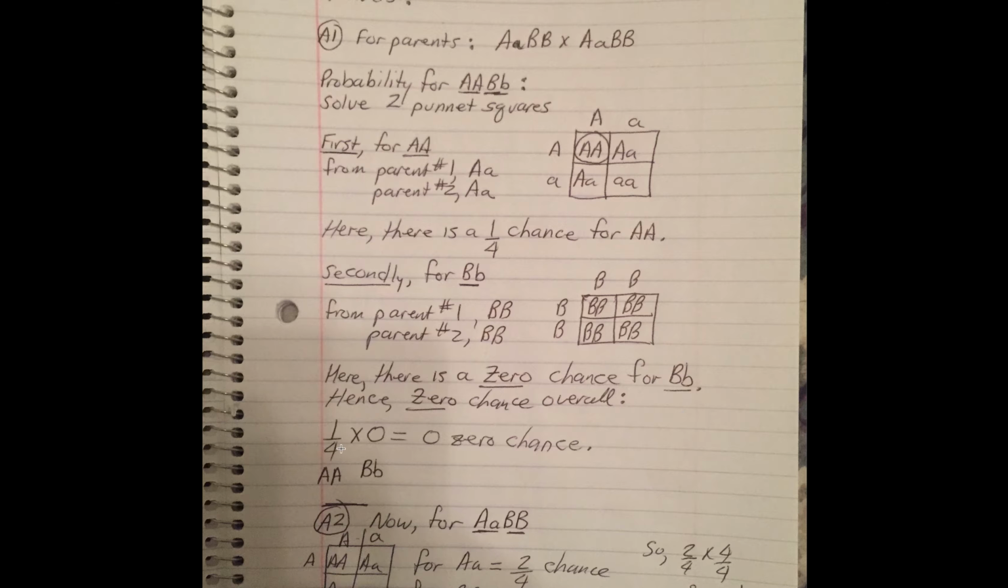Now what I do is I multiply the odds between the A story and the B story, and therefore 1/4 times 0. And as you know, anything multiplied by a 0 gives me a 0 chance. So in this example, there's a 0 chance that I will ever get a capital A, a capital B, and a little b. So no chance for capital A, capital B, little b. So that's the answer to the first one, which is 1A.